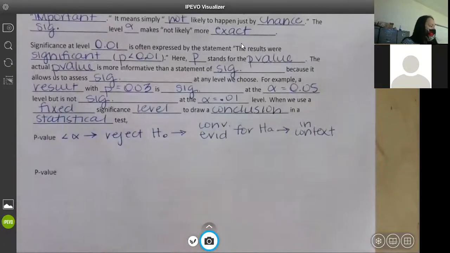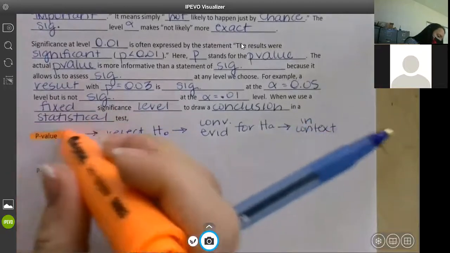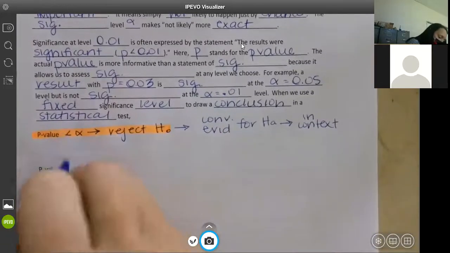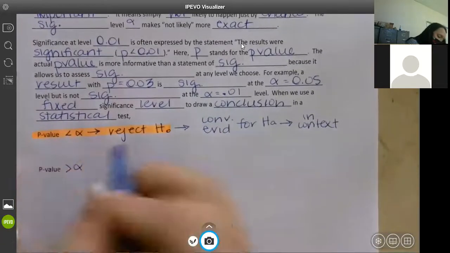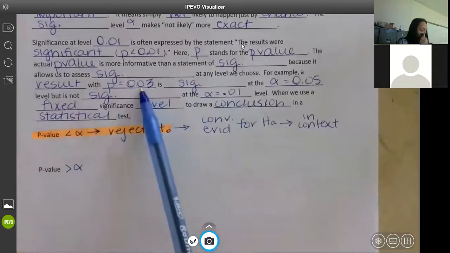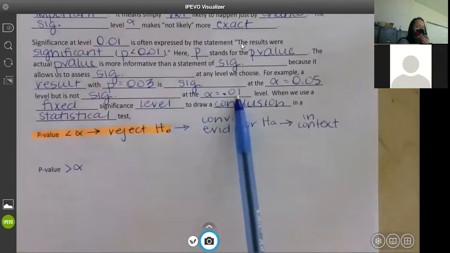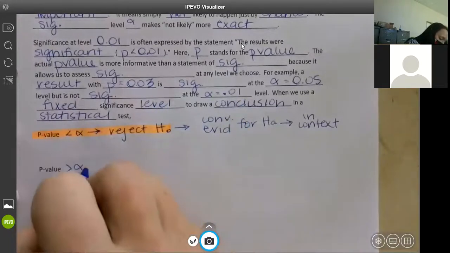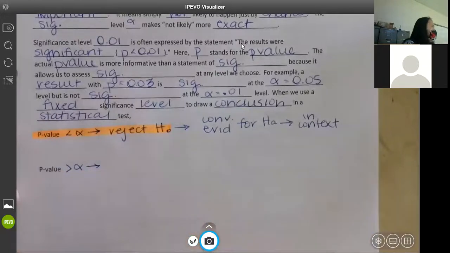So this is the important part right here. So if the p-value is less than alpha, we reject H sub O. If the p-value is greater than alpha, so it says it's not significant, so 0.03 was greater than 0.01, which was our alpha here. Then we fail to reject. It is not significant, so it doesn't change our null.